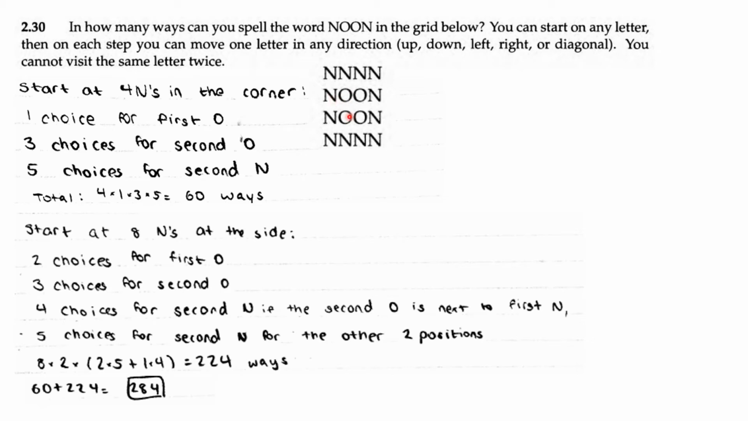And if you choose the diagonal one, if you have this N and then this O, it's diagonal. So there's 5 choices for the second N if it's the other 2 positions. So in total, there's 8 times 2 times (2 times 5 plus 1 times 4), which is equal to 224 ways if you start at one of the 8 Ns at the side. So 60 plus 224 is 284 ways in total.